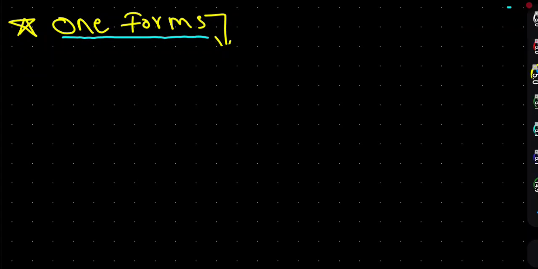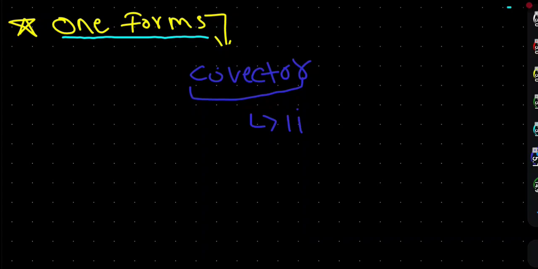First of all, we have to define what exactly the differential one form is. A differential one form can generally be viewed as a covector. I hope you know what a covector is. Covectors are nothing but linear functionals. What is the meaning of this?